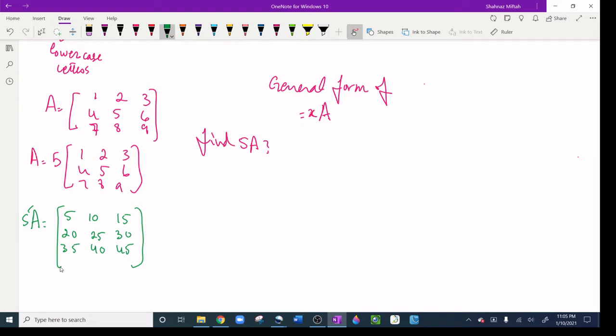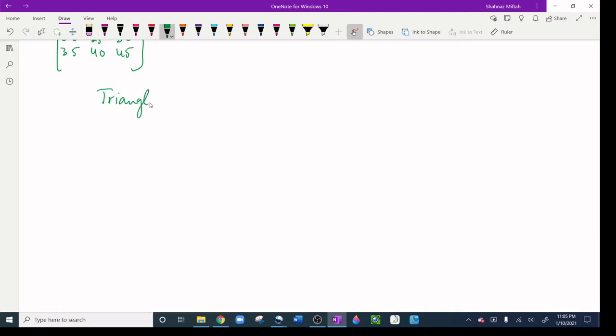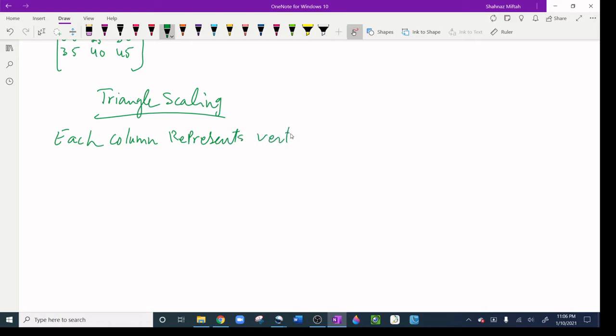Now, we are also supposed to know about triangle scaling. So what is triangle scaling? Let's find out how triangle scaling works. Each column represents a vertex. Remember that. Each column represents a vertex of the triangle. So for example, I have a triangle matrix T equal to 0, 3, 0, 0, 0, 2.